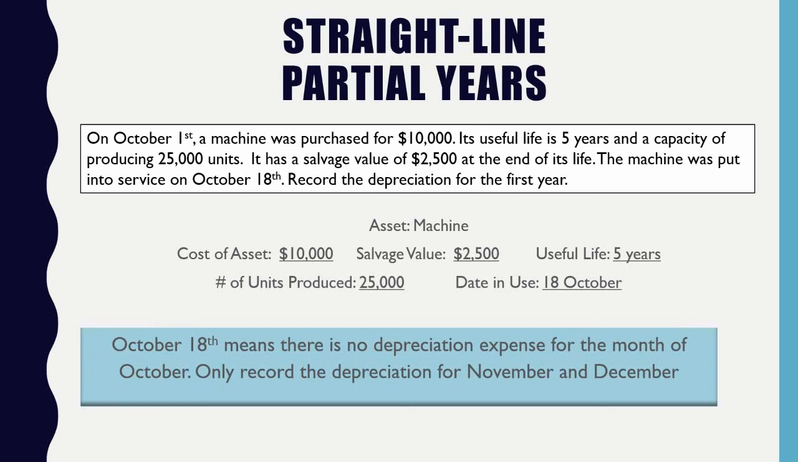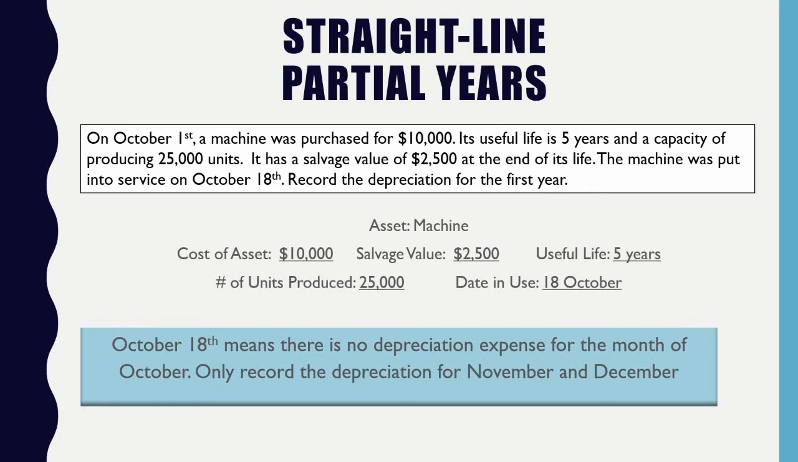Its estimated useful life is still 5 years. The number of units it can produce is 25,000. But this time, the date that I placed it into service was October 18. Now, if we remember the rules, because it fell after the 15th, we barely used it in the month of October. So we're going to treat it as if we are going to depreciate it starting next month, which is going to be November and December. That's assuming you're doing your adjusting entry at the end of each year.